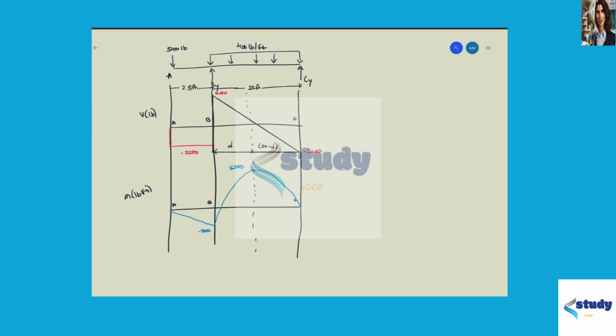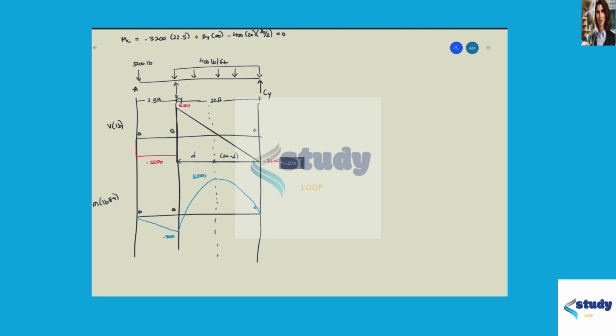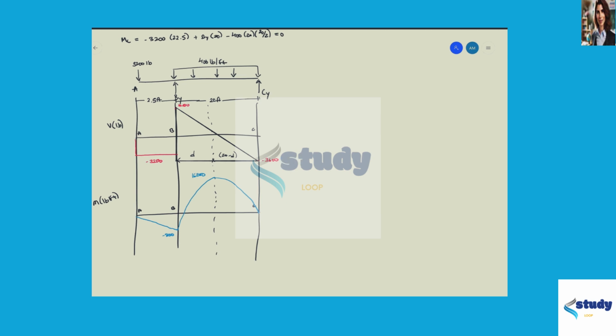So to calculate the location for our maximum moment, we do 4,400 over D equal to 3,600 over 20 minus D. And we're going to calculate the value for D. So you would cross multiply, and out of that you will get D is equal to 11 feet. And D is the location of zero shear force.